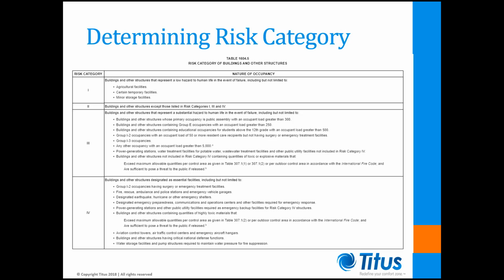To determine if your project needs special equipment, you must first determine the risk category based on the nature of occupancy of the building. This can vary between 1 and 4, and it can be found in Table 1604.5 of the 2015 edition of IBC.